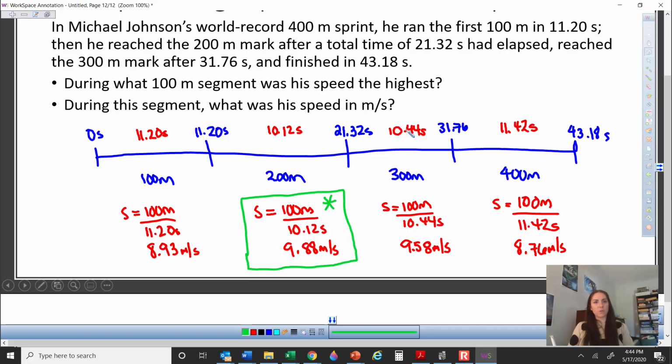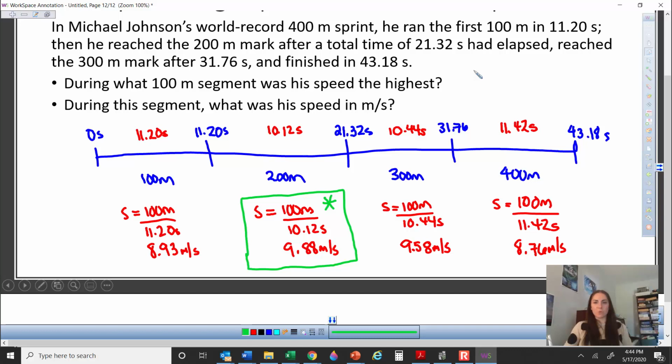Okay, so I hope that you found that this was true because it had the highest number. It says during what segment was his highest speed? During this segment, what was his speed in meters per second? So this was the speed in meters per second. So there you have it right there.